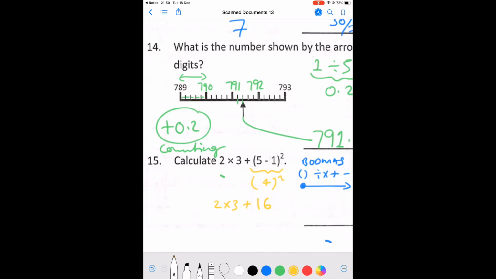So now if you look here, we have multiplying and addition, and multiplying comes before addition. So that gets done next. So 2 times by 3 will give you 6. Copy the plus 16 down. Now the add gets done. So you have 6, add 16, and that will give us an answer of 22. That is the number 1. Okay, so that's the answer.